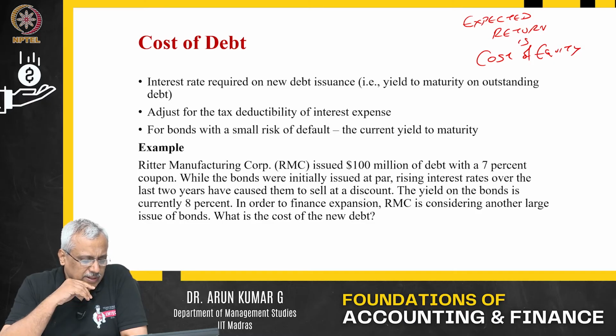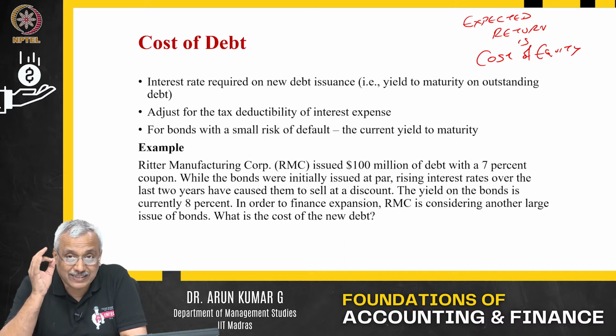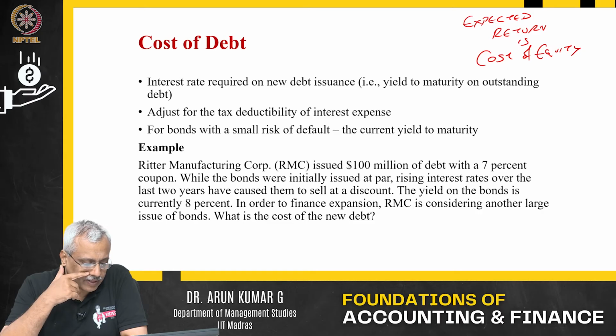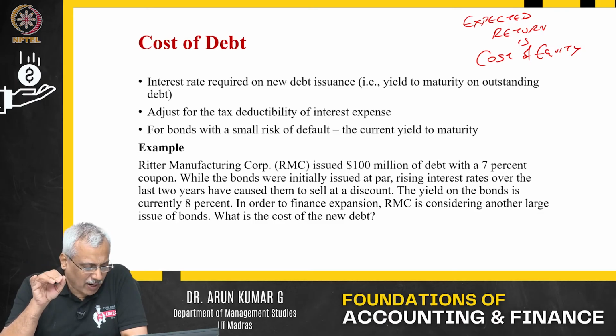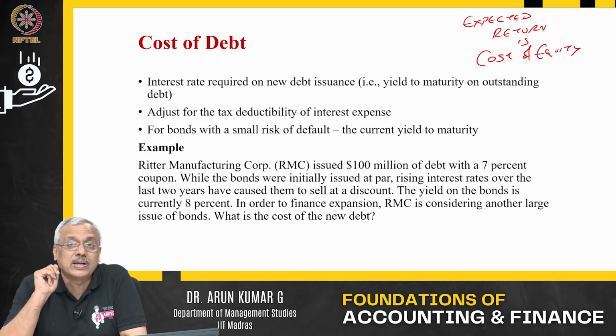Let us take up the example. Return manufacturing company issued about 100 million of debt with a 7% coupon. Coupon means interest rate. Well, the bonds were initially issued at par. Rising interest rates over the last 2 years have caused them to sell at a discount. The yield on this bond is currently 8%. In order to finance expansion, RMC is considering another large issue of bonds. What is the cost of the new debt?